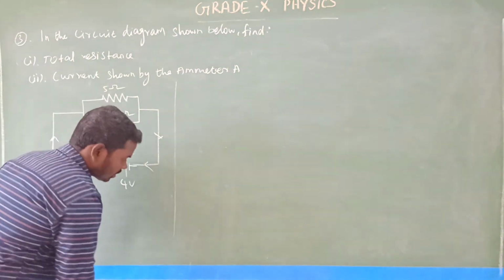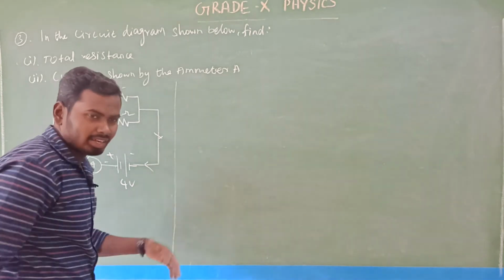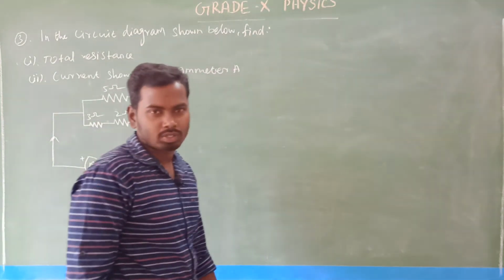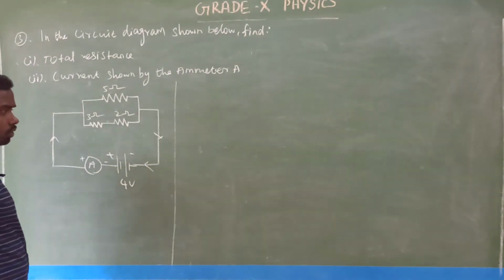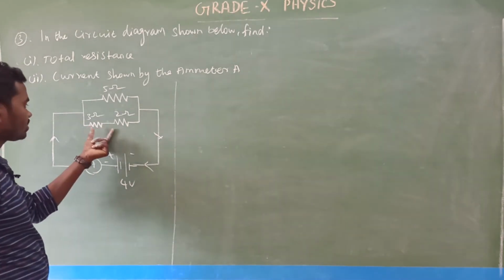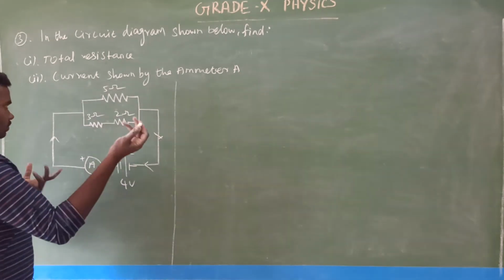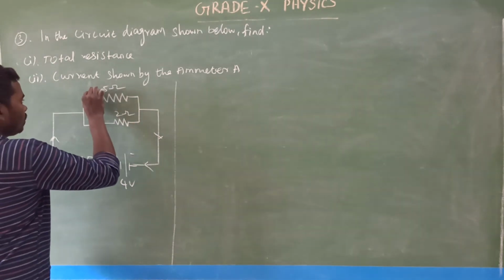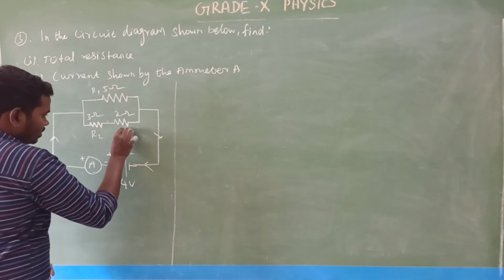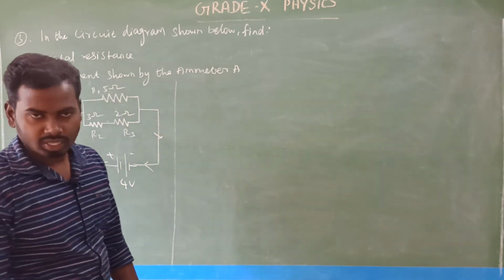Is that clear? Here what is the circuit, sir? Whether it is a parallel circuit or a series circuit, sir? Look here. Two resistors are connected in series, and those two resistors are parallel to the other one. I'm going to give names for our convenience: this is R1, this is R2 and this is R3.